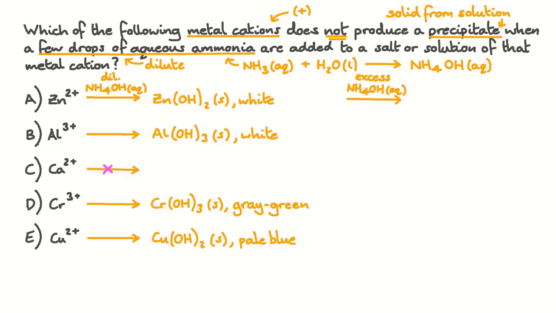Now, there is one possible point of confusion with this question if we're not quite sure if we're dealing with dilute or excess ammonium hydroxide. In excess ammonium hydroxide, the precipitates formed from Zn2+ and Cu2+ ions dissolve. But since we are only dealing with a few drops, we can be fairly confident that we are dealing with dilute conditions. Therefore, out of the 5 options, the only metal cation that does not produce a precipitate when treated with a few drops of aqueous ammonia is calcium 2+.